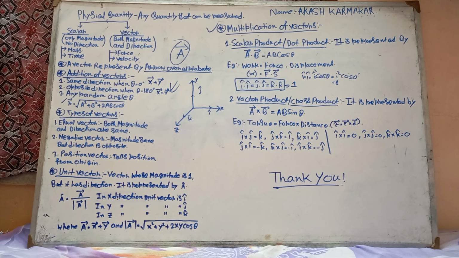And if we take the same direction, then i cap cross i cap equals 0, j cap cross j cap equals 0, and similarly k cap cross k cap equals 0, because the angle between them is 0 degrees and sin 0 degrees equals 0. So the total value is 0.